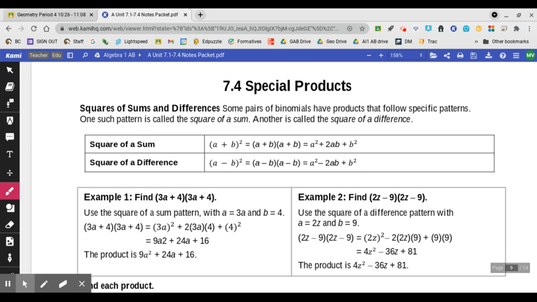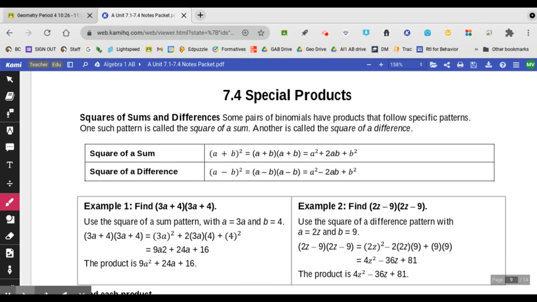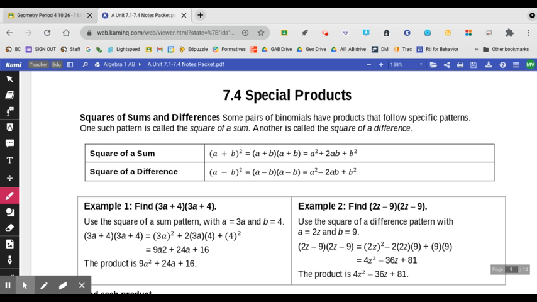Hello, everyone. Today we're going to talk about 7.4 special products. So today we're talking about squares of sums and differences. Some pairs of binomials have products that follow specific patterns. One such pattern is called the square of a sum. Another is called the square of a difference.